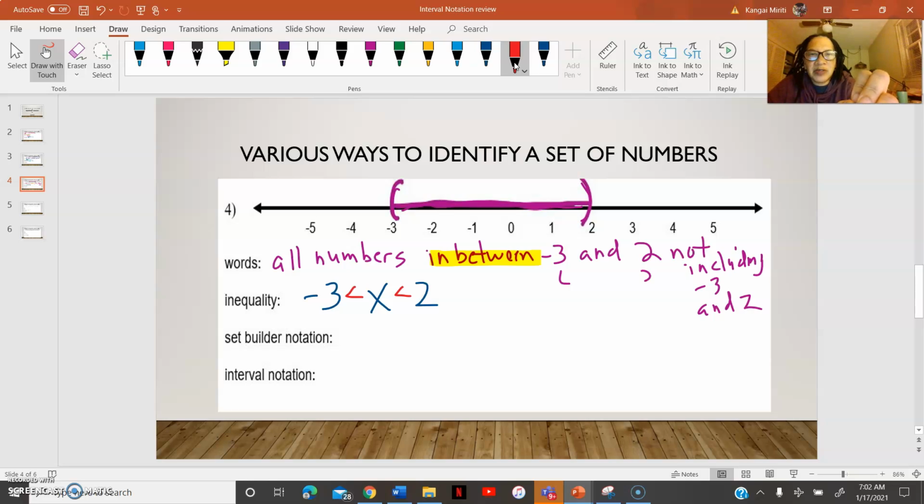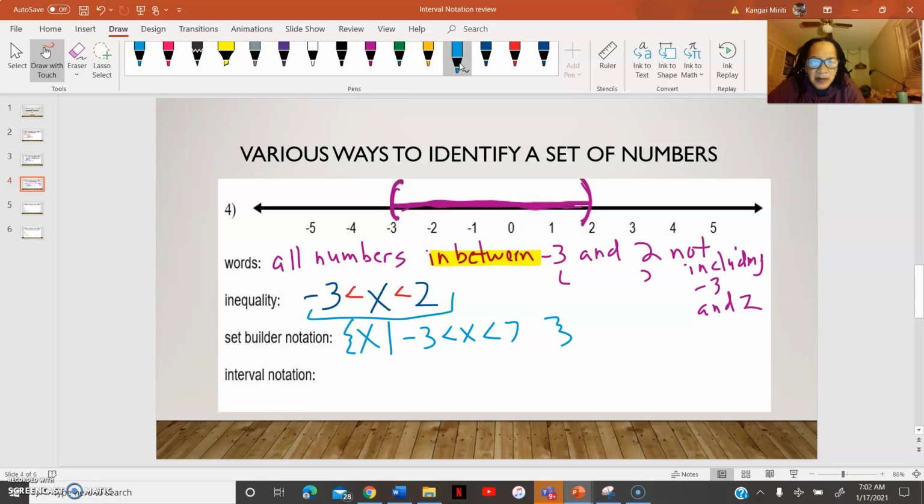That's kind of an interesting way to write it, to have to think about it. Now, to do set builder notation is really easy after you've already got the inequality, because again, you have these little curly brackets. You're going to put x such that, and you're going to take exactly what you have here and write it next. -3 is on the little side of x, and x is on the little side of 2. We'll come back to interval notation.